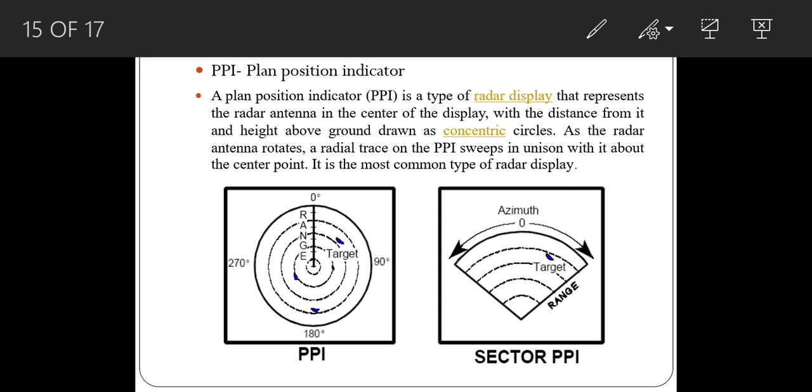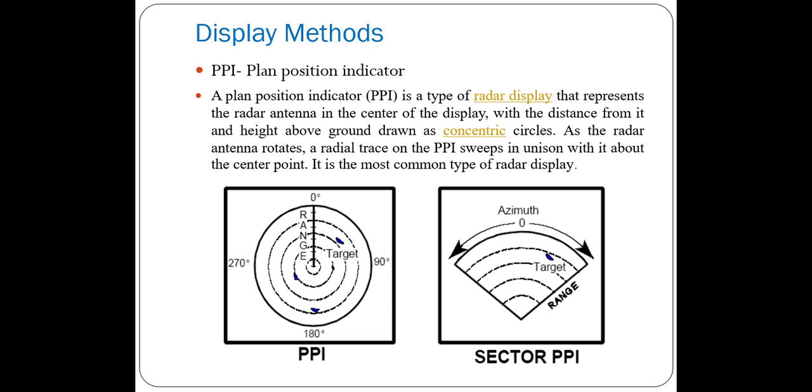So here it is the center of the display, with the distance from it and height above the ground drawn as concentric circles. As the radar antenna rotates, a radial trace on the PPI sweeps in unison with it about the center point. It is the most common type of radar display. So here are the two diagrams you can see.